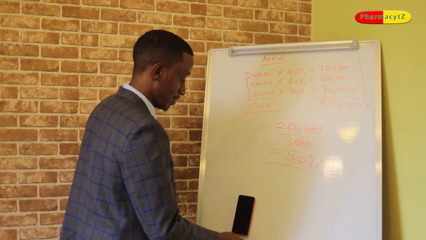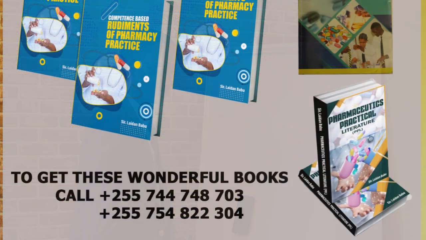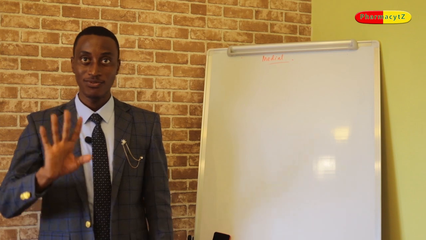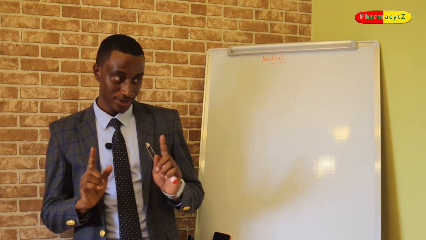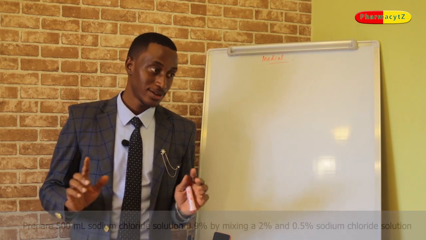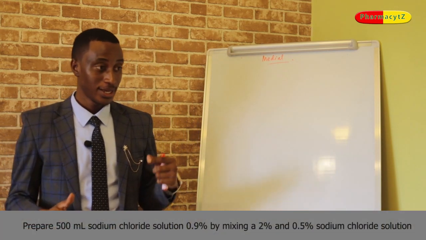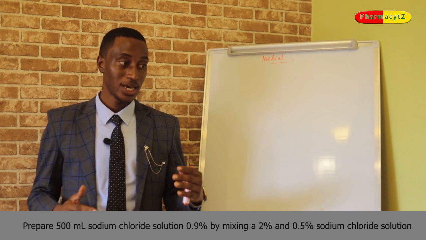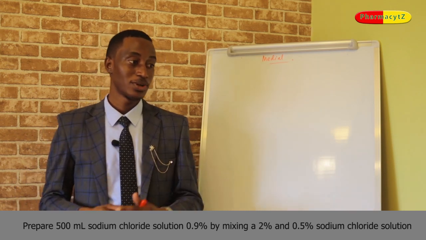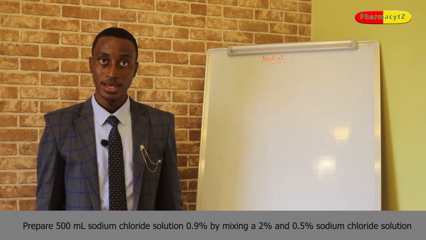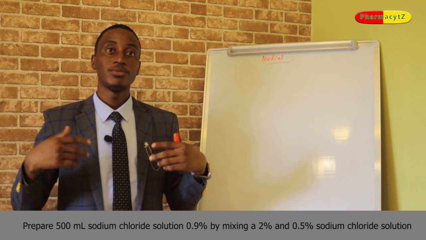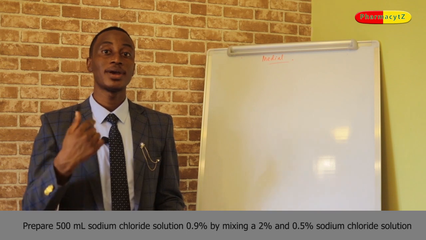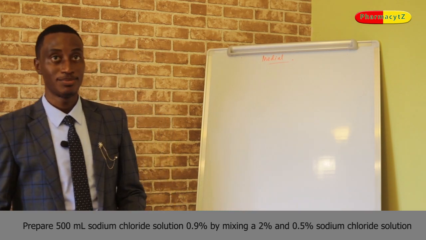Let's jump to the next example on alligation. Okay, let's check another example. We shall have about 4 more examples. So the next example is to prepare 500 ml of sodium chloride solution, 0.9% by mixing a 2% and a 0.5% sodium chloride solution. Now, we have got 2 stock solutions. And from those 2 stock solutions, we're required to prepare a single required preparation.